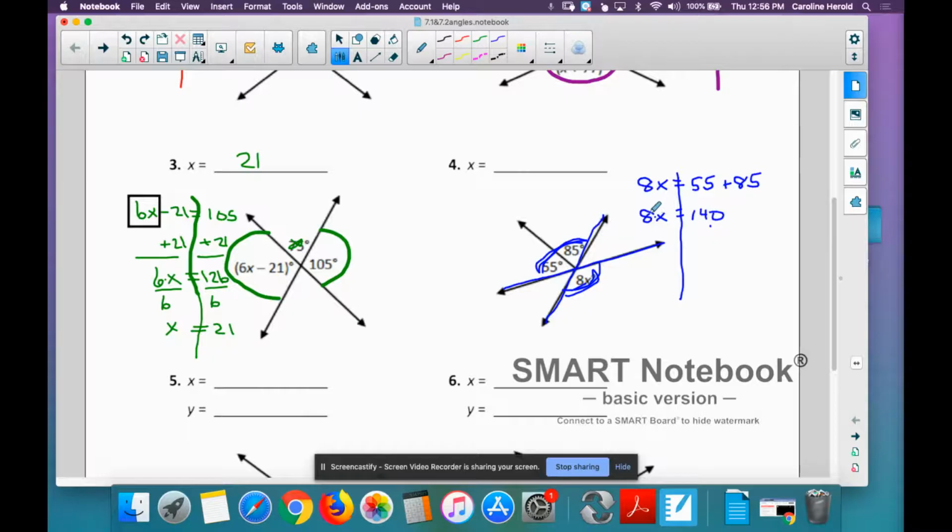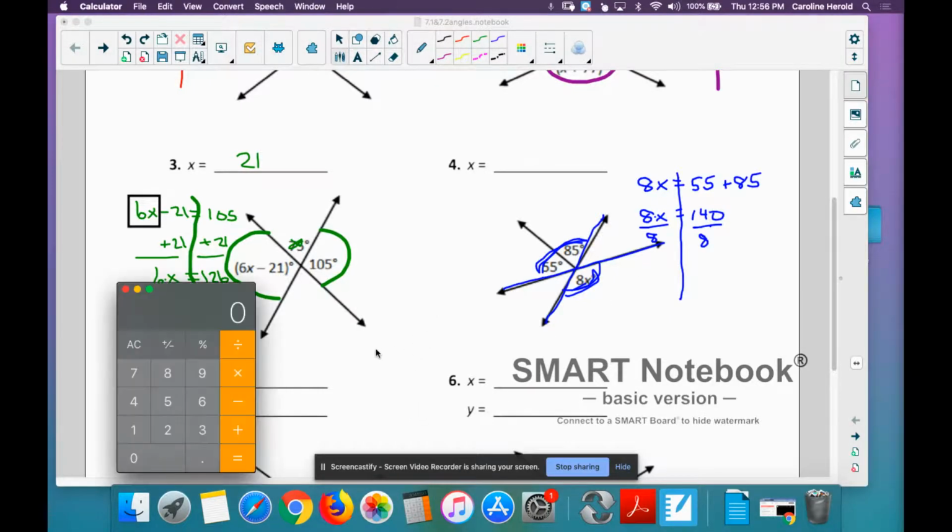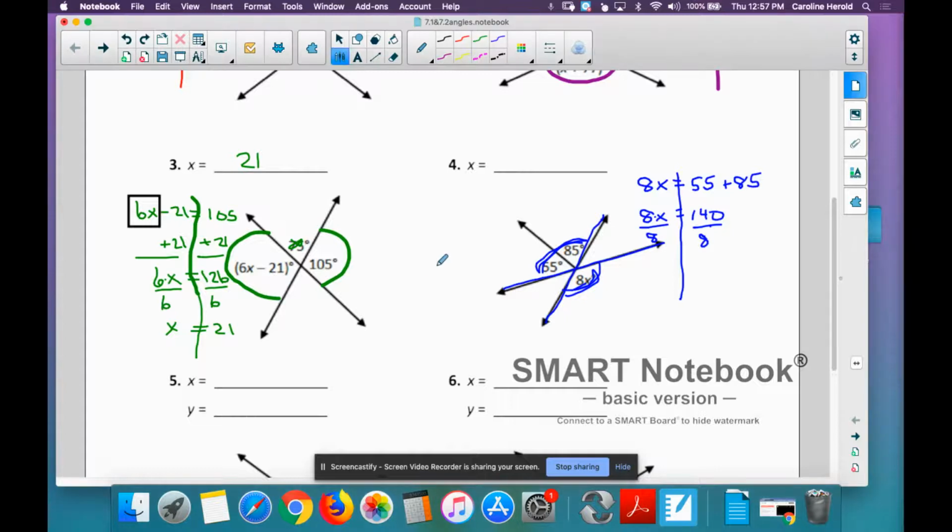Okay, so Eleanor, what do I do next? Divide by 8, right? Good job. So when I go to my calculator and I do 140 divided by 8, let's see what I get. 17.5. Now that's kind of weird. I ended up with a decimal number. Do you think that's okay?